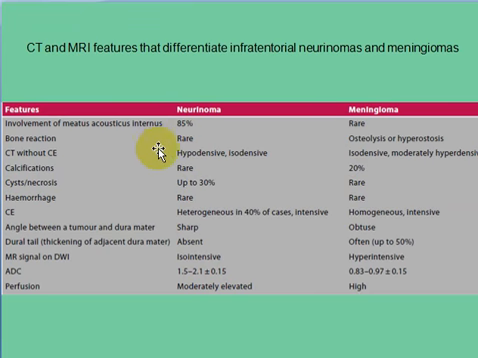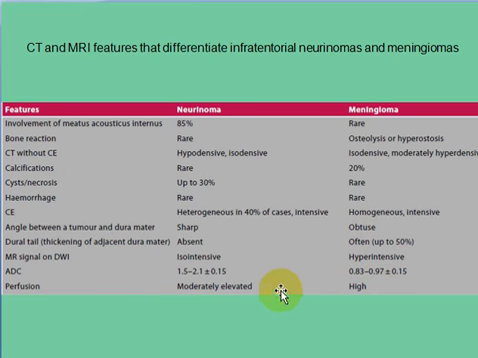Here are some differential diagnoses between schwannoma and meningioma. The schwannoma is related to the internal auditory canal. With meningioma, it is not. Usually we see hyperostosis or osteolysis in the meningioma, and calcification is seen in the meningioma in about 20%. On diffusion, it is hyperintense due to increased cellularity, and on perfusion, it is high perfusion.